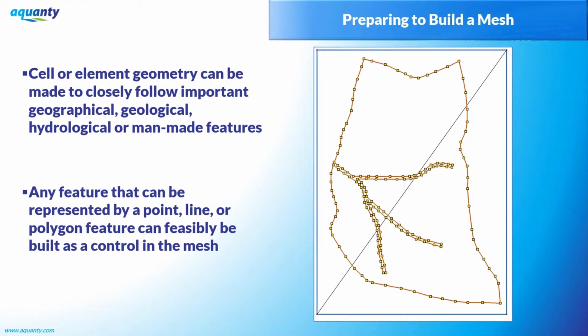So now that you've had a little bit of a background on how the refinement and optimization algorithms work, let's think about building a mesh. So keeping in mind the benefits of an unstructured mesh, that means that we can build the geometry to closely follow important geographical, geological, hydrological, or any man-made features that might be important to us. Really, any feature that can be represented by a point, line, or polygon can feasibly be built as a control in the mesh. So what is most important to you is going to be specific to your model in particular.